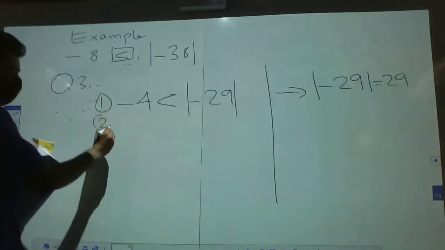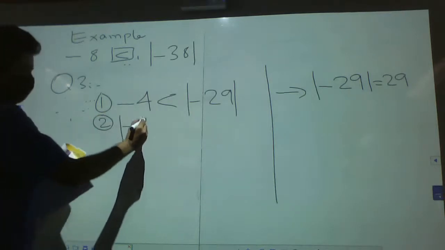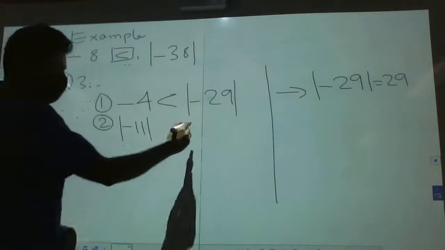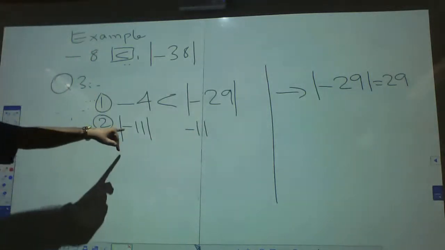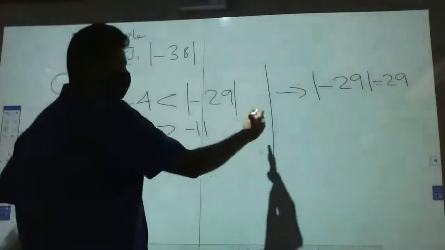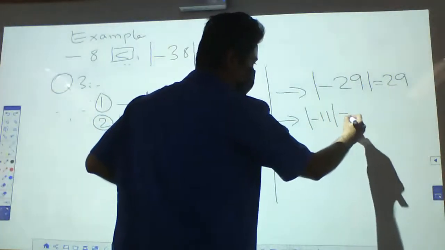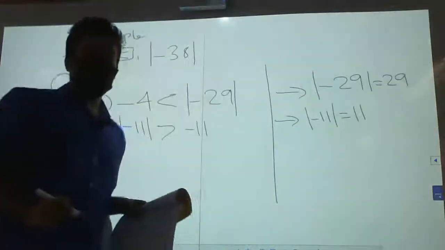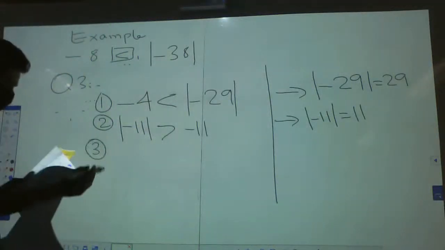Question number 2. Absolute -11 and here -11. So absolute -11, it is smaller or bigger? Bigger, right? Because the reason is absolute of -11 is equal to 11, right? Same like this, number 3.